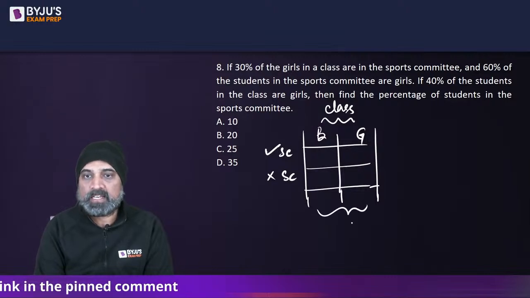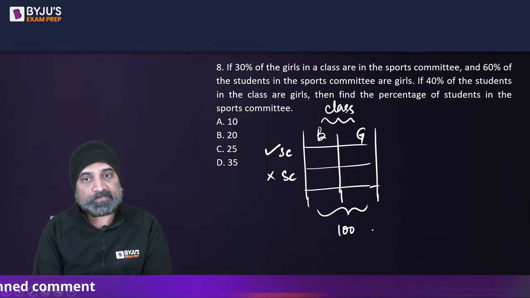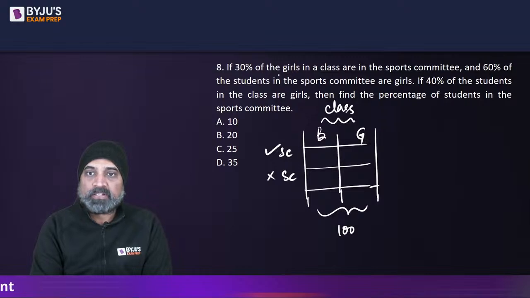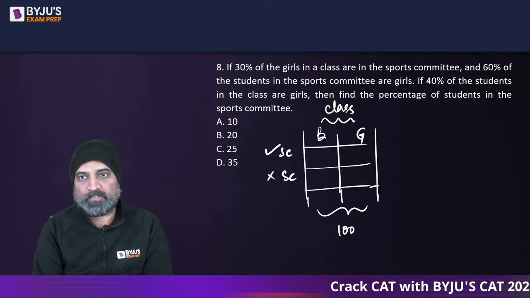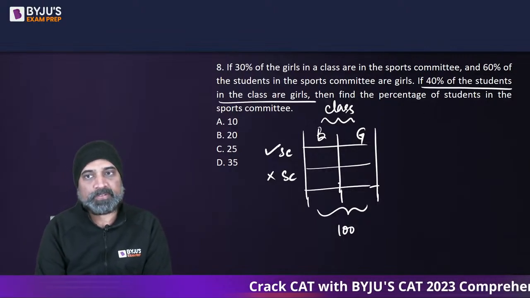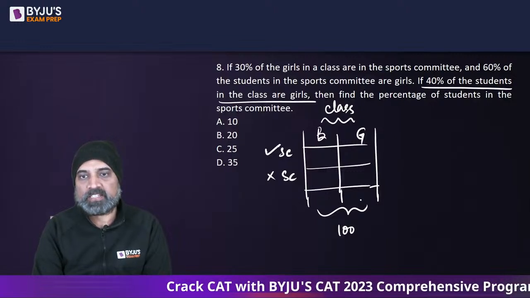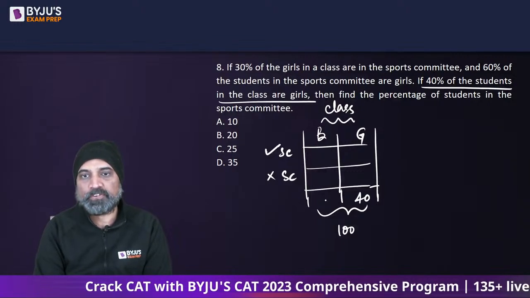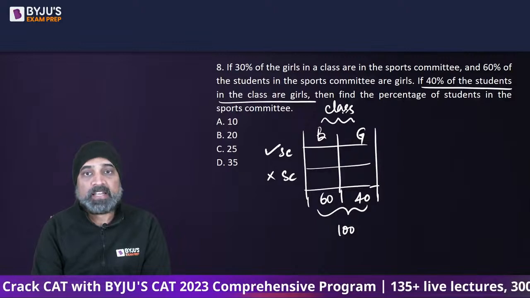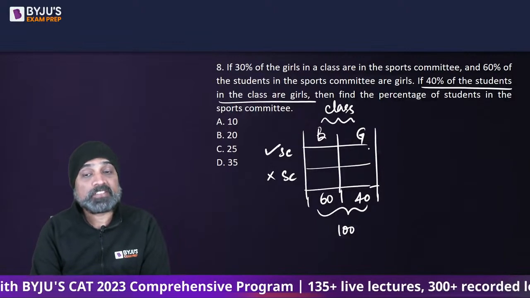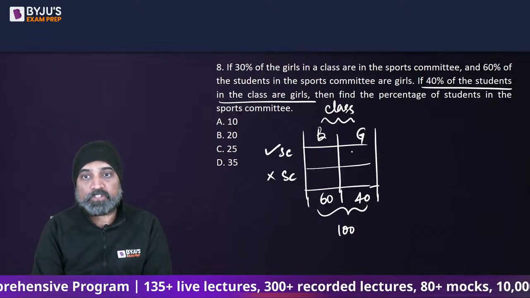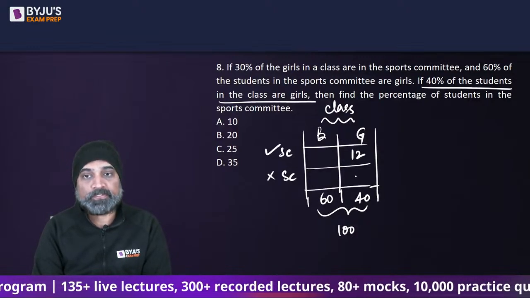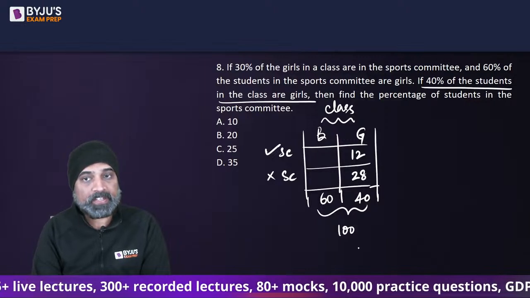So suppose in the class there are a total of 100 people, right? 30% of the girls in a class. So how many girls do we have? We don't know that. We know it from here actually. 40% of the students in the class are girls. So total girls we have 40 and this is 60. Now it says 30% of the girls, right? That is 30% of 40. They are in sports committee. So this is going to be 12. That means this is going to be the remaining 28.